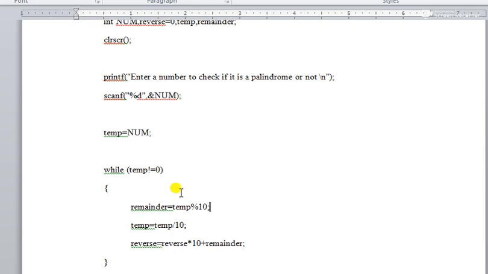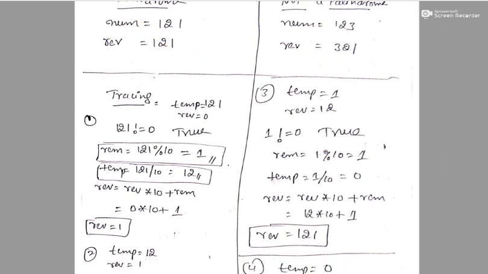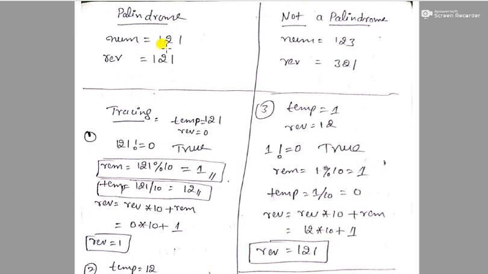I hope you can understand this concept. Next, we see how the reverse of a number actually happens, and how we convert it into reverse, in the tracing. So here is the tracing part. I will show you how the number will be reversed and how we get the result. First we check for a palindrome, meaning that after reversing we get the same value. So I take the input as 121.